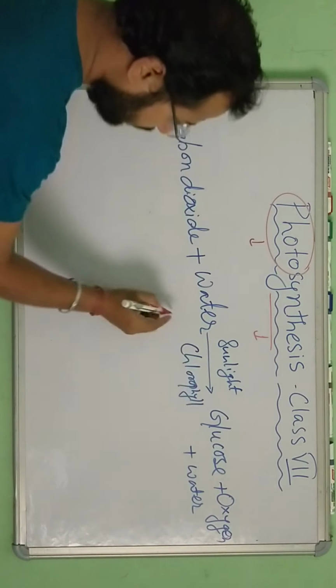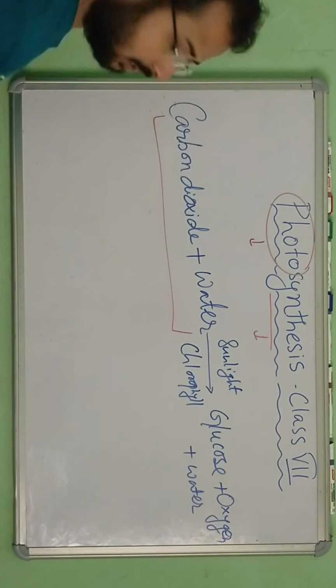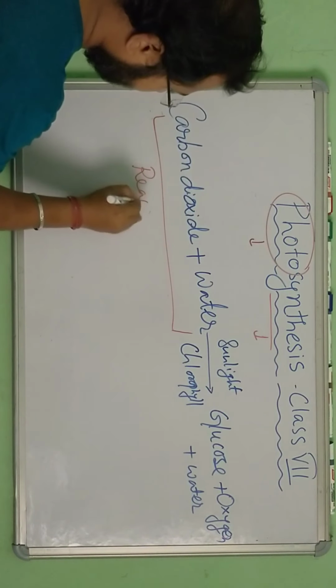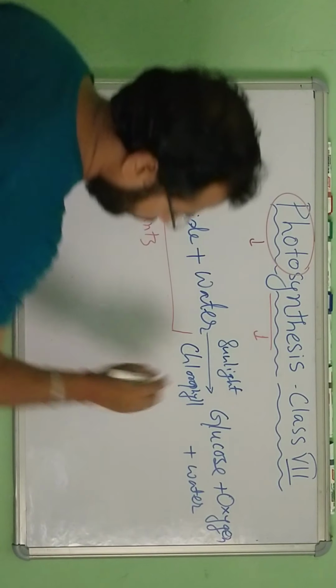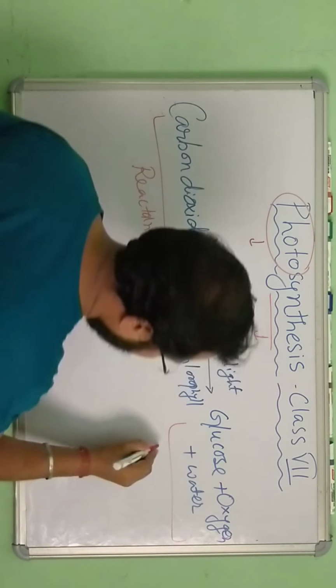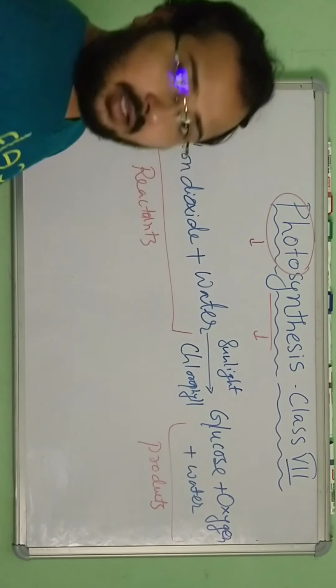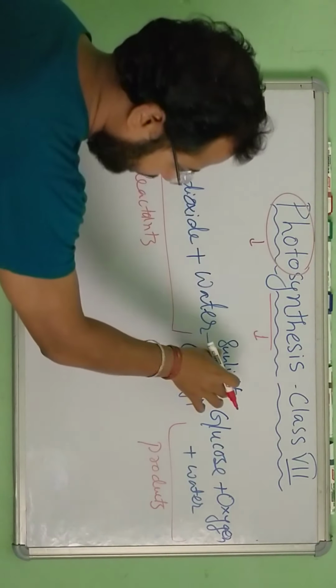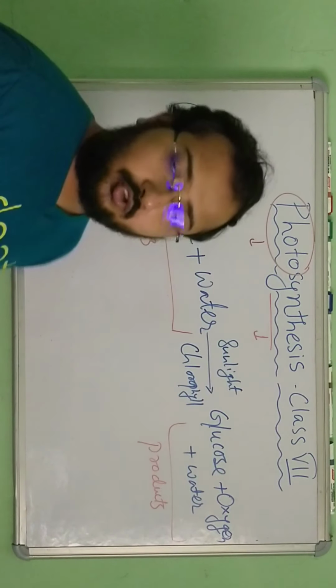This is the arrow in between. What we are writing on the left of the arrow are the reactants. Chemically we call them reactants. On the right of the arrow what we are writing are the products. Understood? And sunlight is required and chlorophyll is involved in the process to trap the energy.